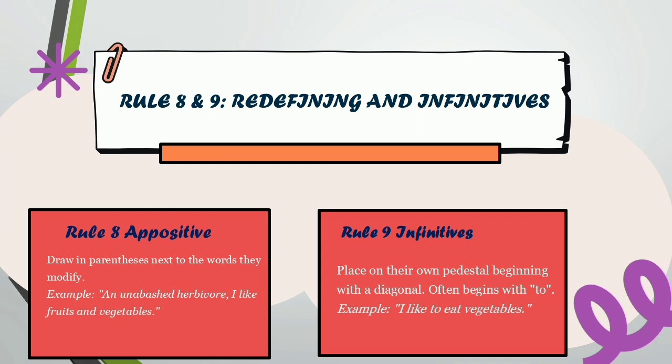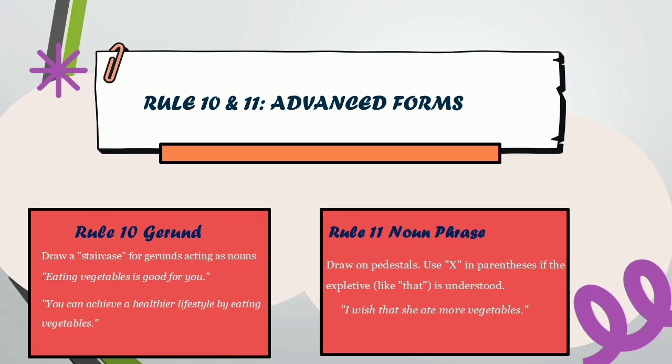Rules 8 and 9 address appositives and infinitives. An appositive redefines an adjacent noun, like herbivore renaming I, because they share the same functional space. Place the appositive in parentheses directly next to the noun it modifies. On the baseline, infinitives, which are verb forms preceded by to, acting as nouns or modifiers, require a distinct approach. Since they function as a single unit, place the infinitive up on its own elevated pedestal that branches off the baseline.